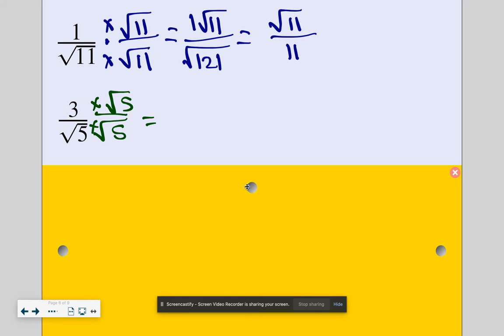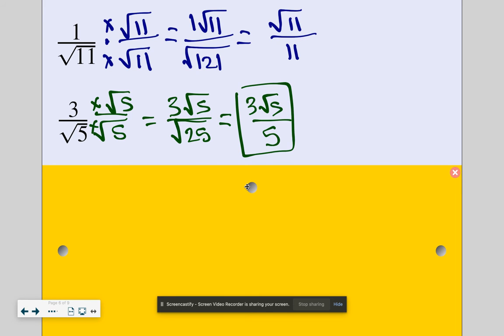Okay, so on the top we have 3 square roots of 5. On the bottom we have the square root of 25. Okay, let's simplify some stuff. So on the top, 3 square roots of 5 cannot be simplified further. On the bottom, square root of 25 is just 5. If we look at our fraction, we can't reduce it. So we are done.